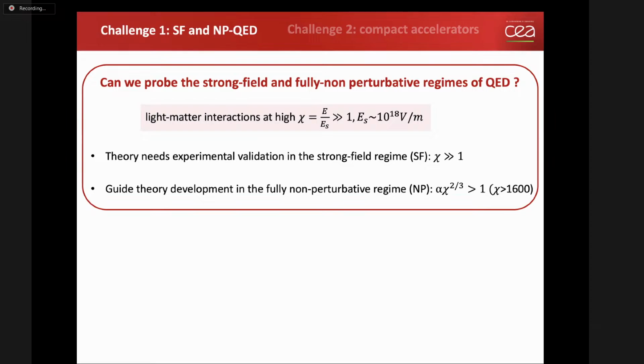The second thing is that reaching the fully non-perturbative regime, which is conjectured to occur when alpha chi to the 2/3 is larger than unity, which corresponds to chi larger than 1600, there is no universally accepted theory, and accessing these regimes experimentally is really important to guide theoretical developments in this regime. So what are the limitations?